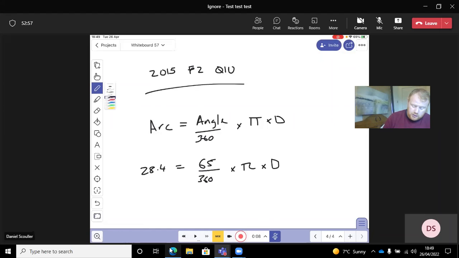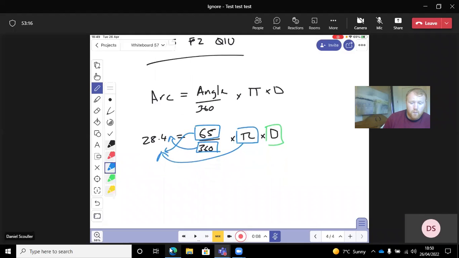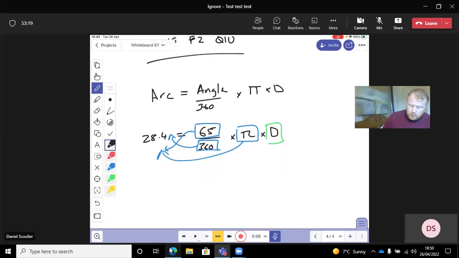We want to rearrange this equation to allow us to find what d is. So we want to move pi over, that becomes a divide. Move 360 over, it becomes a multiply. And moving 65 over, it becomes a divide. So I'll keep it all on the left hand side this time: 28.4 times 360 divided by 65 times pi.